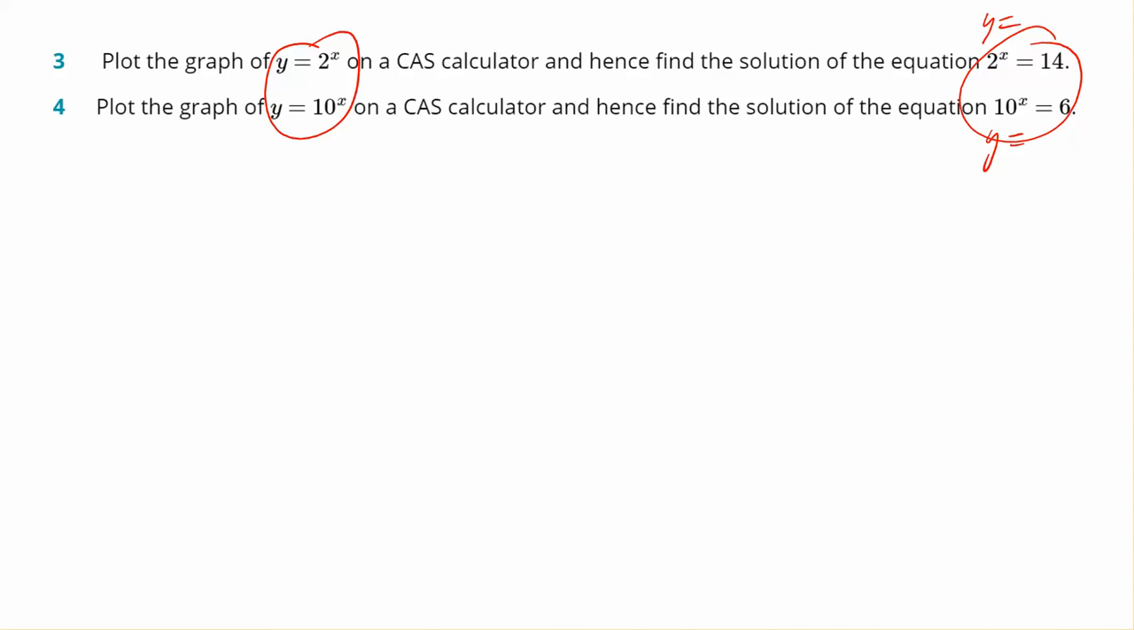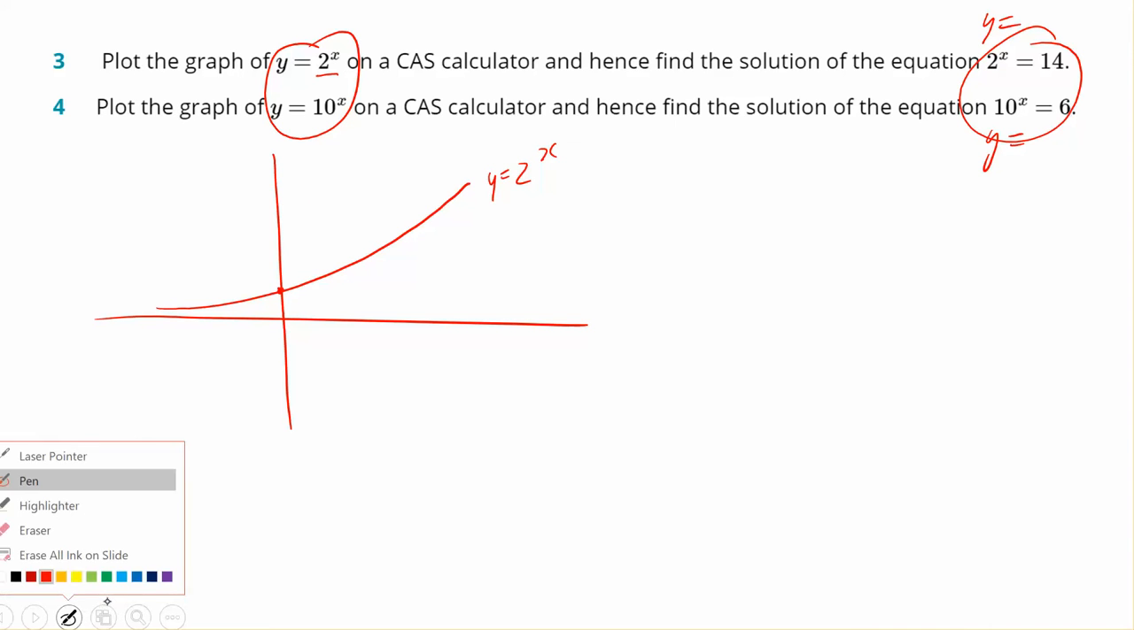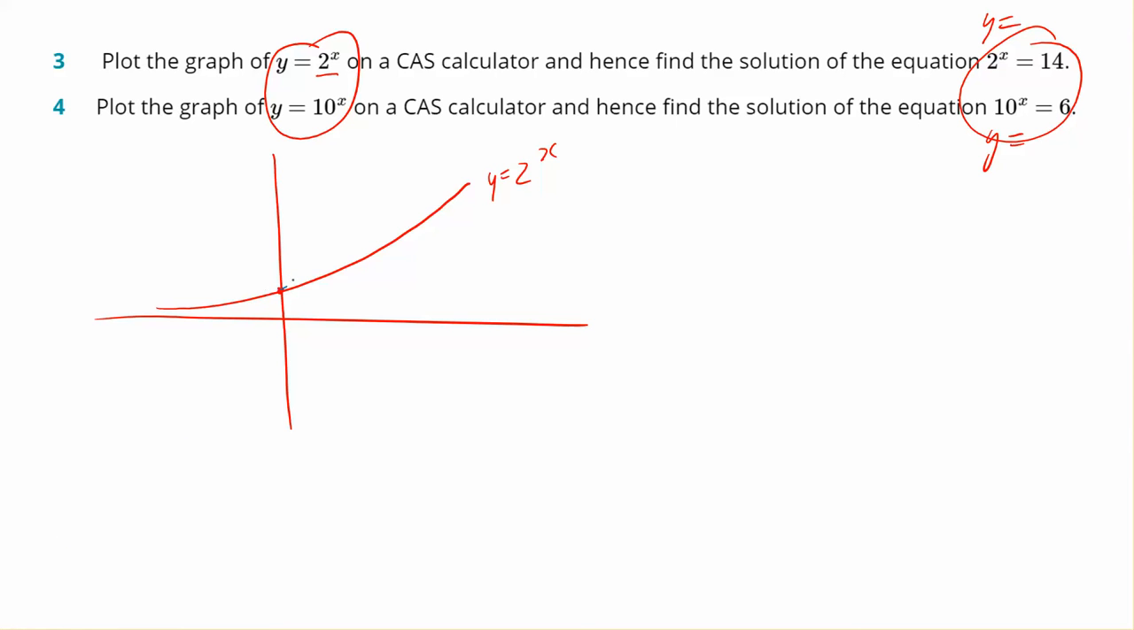So what's the difference between the two graphs? For question 3, we know this is base 2 to the power x. So 2 to the power x will increase slower compared to base 10 to the power x. If this is 2 to the power x, this other graph would be 10 to the power x, because 10 to the power x would be increasing faster. It looks something like this. They both have an asymptote at y equals 0. So this will be 10 to the power x.